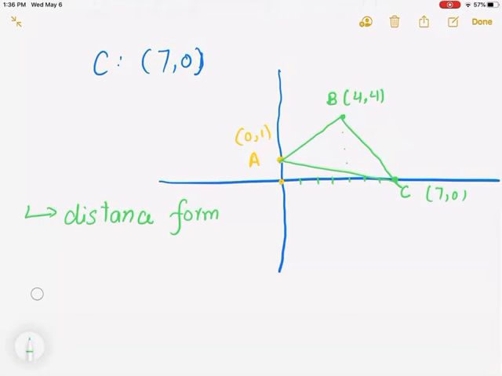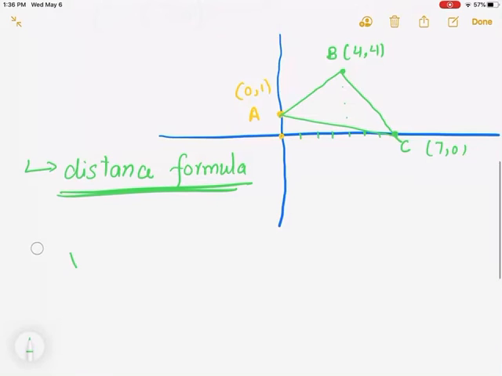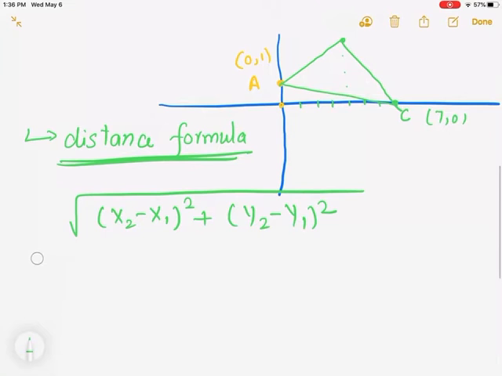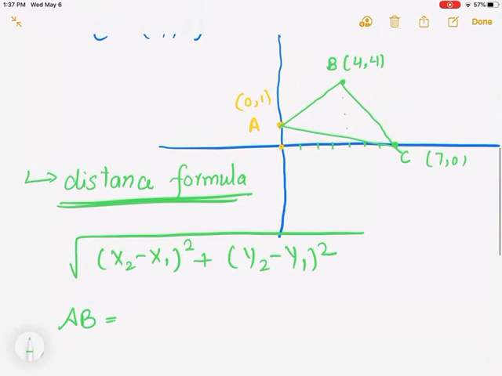I hope you guys remember the distance formula. The distance formula is a big equation with a radical. It's the square root of x2 minus x1 squared plus y2 minus y1 squared. You have to take 2 points at a time. Trust me, it would be easier if you actually label everything. So if I have to find the distance between A and B, I would label the first point as x1, y1, and the second point x2, y2.